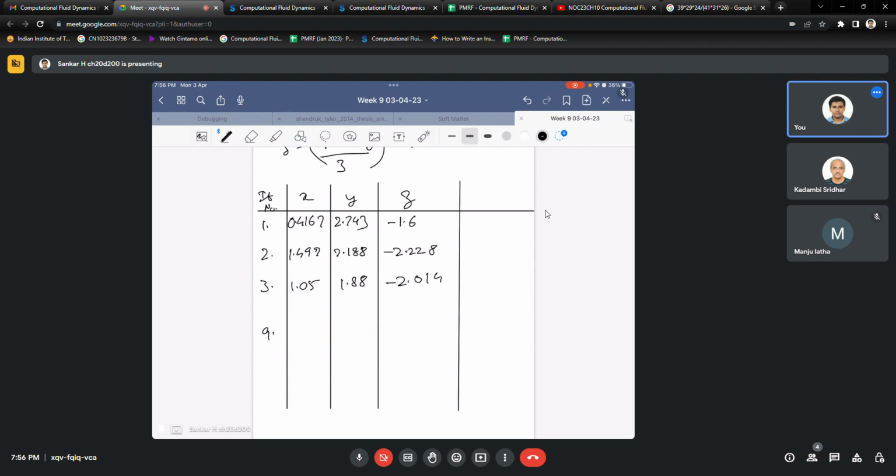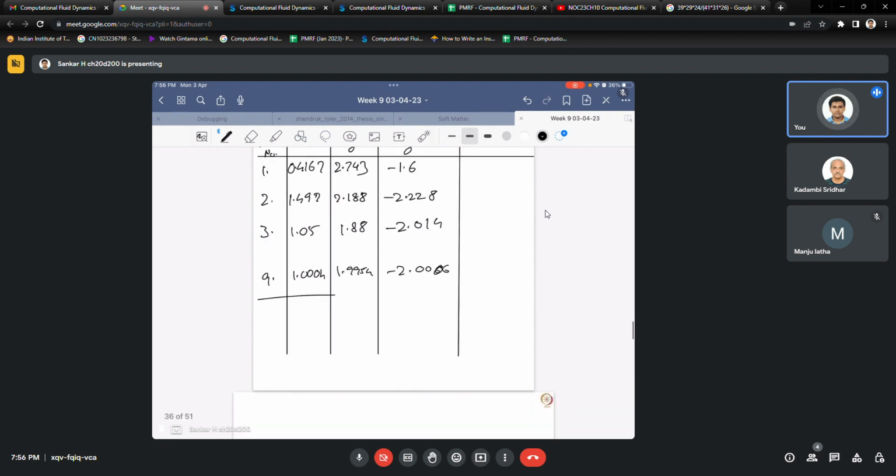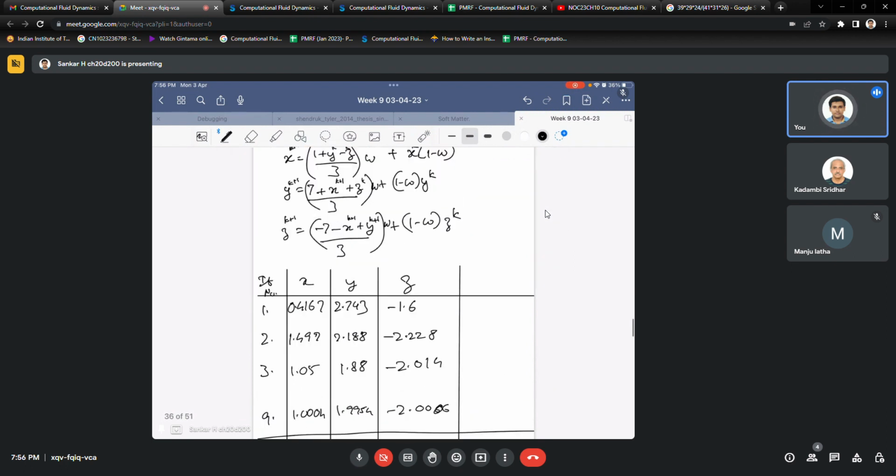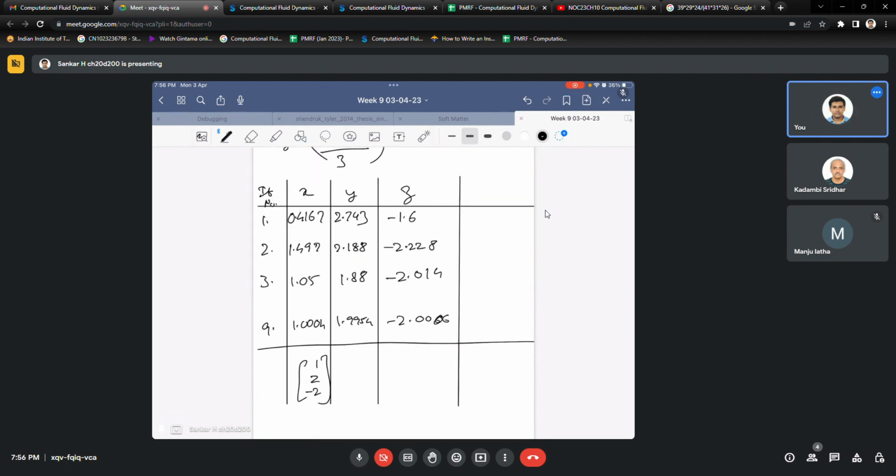By the time I reach my ninth iteration, which I've taken directly from one of the calculators that I've used, it is around 1.0004, 1.9954 and minus 2.006 or something. So we can see that this has in fact converged to the actual solution that's given by 1, 2 and minus 2. Therefore we have found out how to use the successive over relaxation method to find the solution.